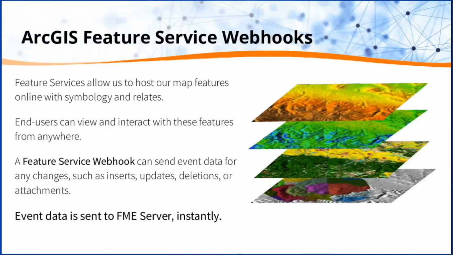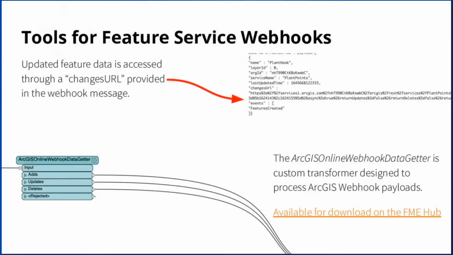The point of many of these applications is to allow end users to access the feature services underneath them. So feature services are our points, lines, polygons, and other types of features hosted on our ArcGIS platforms. And the best part is we can set up a webhook directly on that feature service to listen for different kinds of events. So if a user adds or edits a point, maybe they upload an attachment, we can be notified the moment or nearly close to the moment that it happens. And that information is sent directly to FME Server.